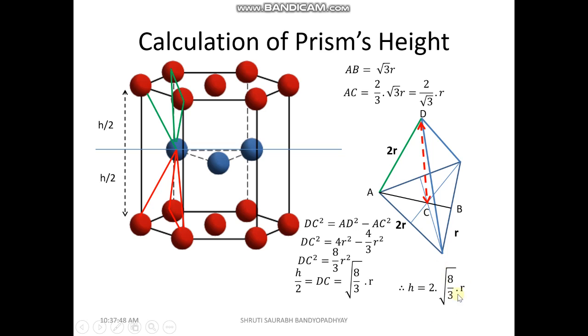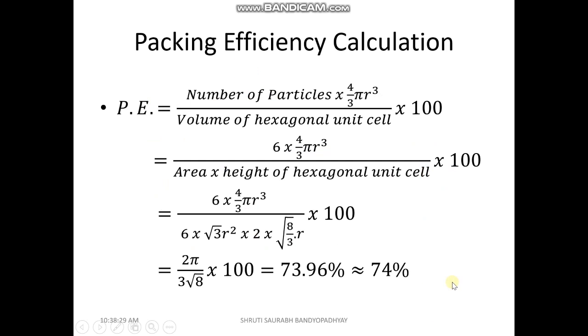If we put this height in our previous formula of packing fraction, we have got the number of particles 6, we have got the volume of the particle 4/3 pi r cube, we have got the area of the triangle 6 multiplied by root 3 r square. Now we get the height of the hexagonal unit cell, that is 2 into root over 8 by 3 into r. Now multiplied by 100 gives us, after calculation, 73.96%, approximately 74%. This is the packing efficiency of hexagonal close packed structure. So hexagonal close packed structure has this kind of packing efficiency.